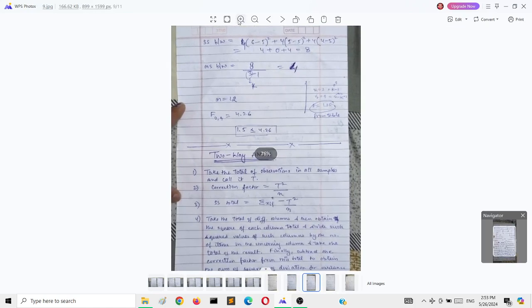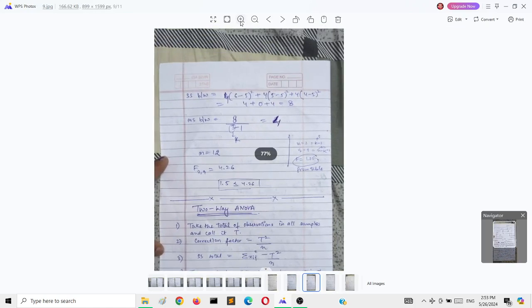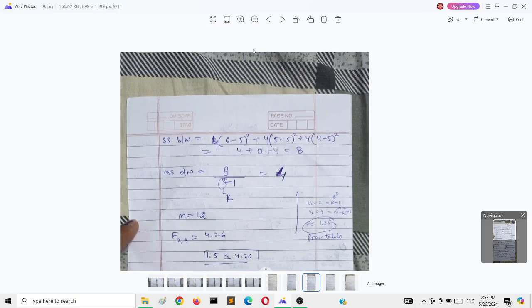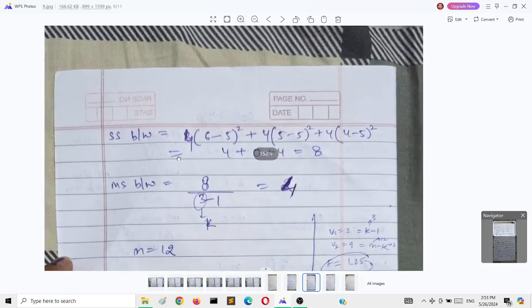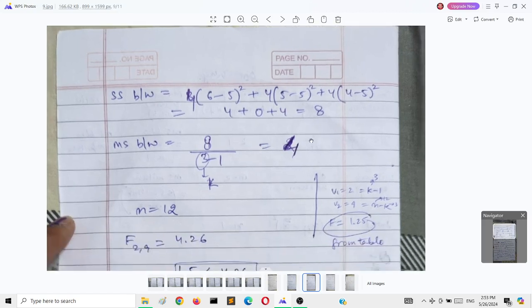So you know, in all there were samples, and each is having 4 observations. So 4 is being multiplied by 6 minus 5 whole square, where 6 is the mean of sample 1 and 5 is the mean of all the samples. Similarly, 4 is multiplied by 5 minus 5 whole square, plus 4 multiplied by 4 minus 5 whole square. You just add them all, that is 8. That's actually your SS between.